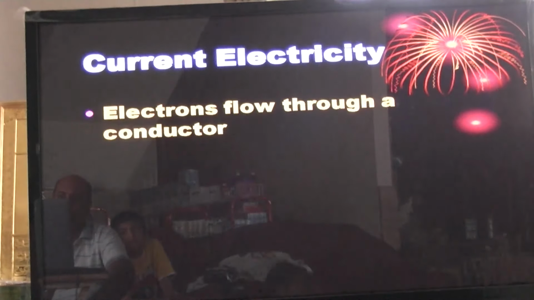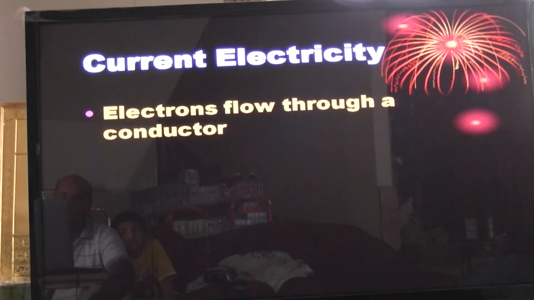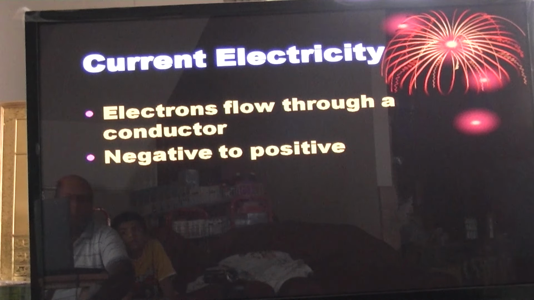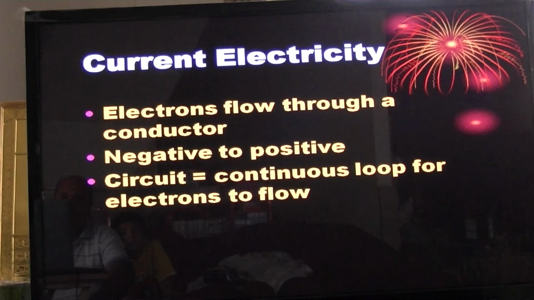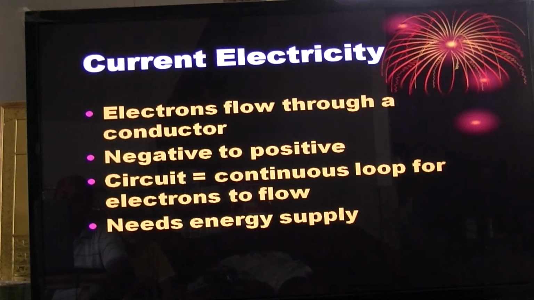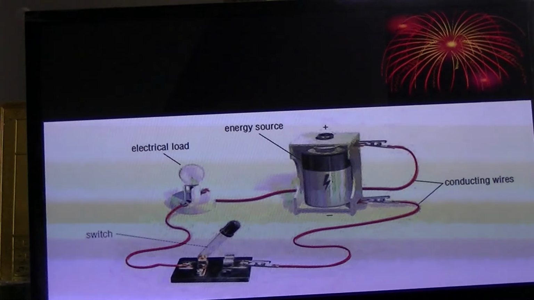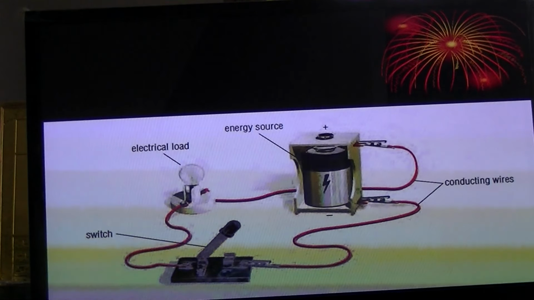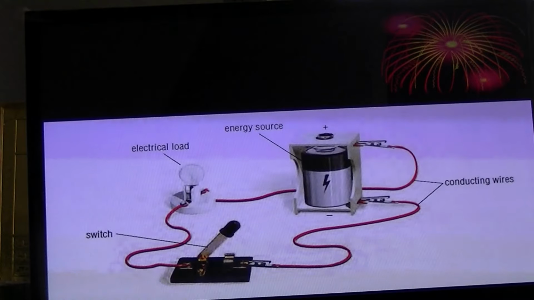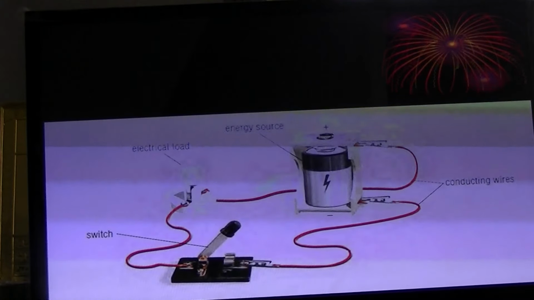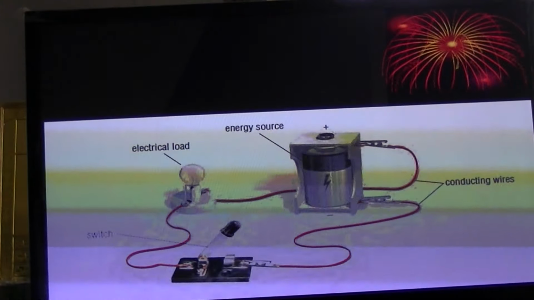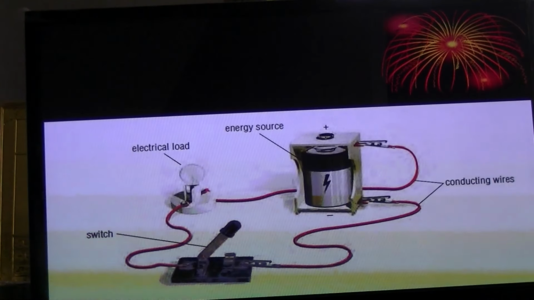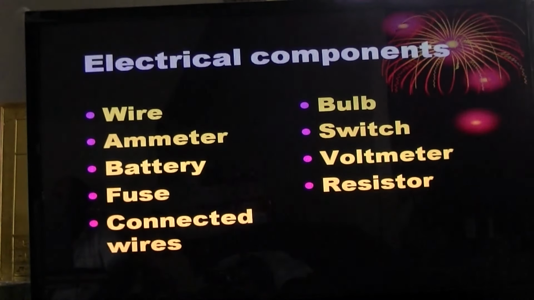Current electricity: electrons flow through a conductor, negative to positive. A circuit equals a continuous loop for electrons to flow. You need an energy source, a power source, and an energy user. Here's an example. We have a battery, which is the energy source. We have an electrical load, a switch, and the wires, which is where the electrons flow throughout the circuit.